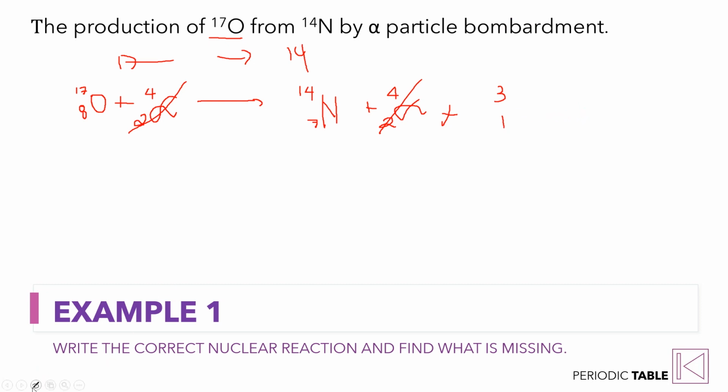For the proton, go back to our presentation here. 1 proton here is actually 1 proton and 2 neutrons. The 2 neutrons is 2 and 0. Oh, sorry. 1 neutron is 1.